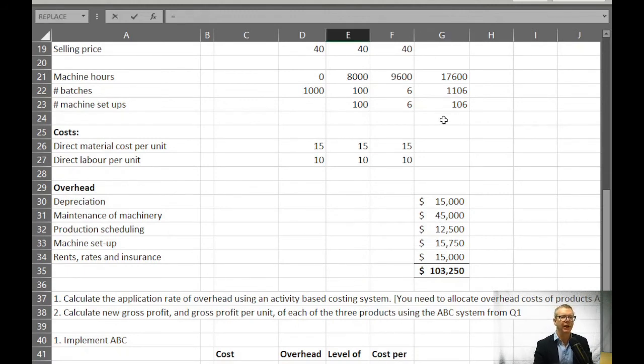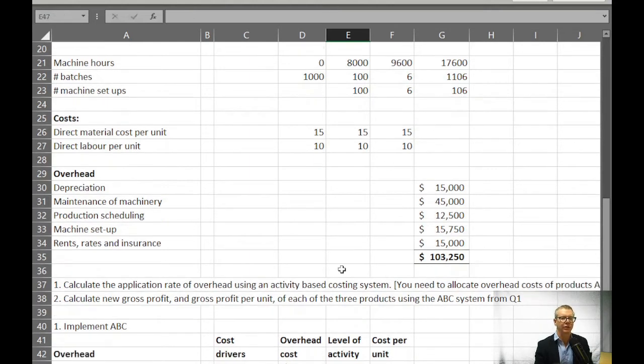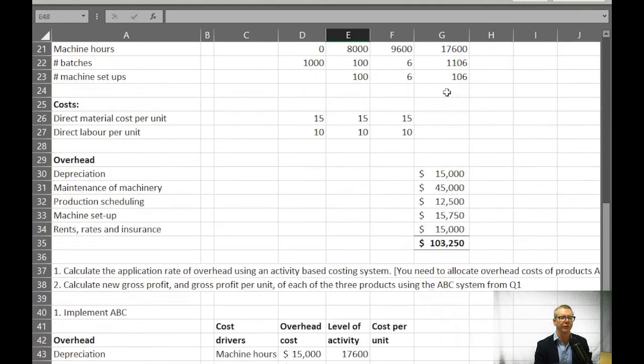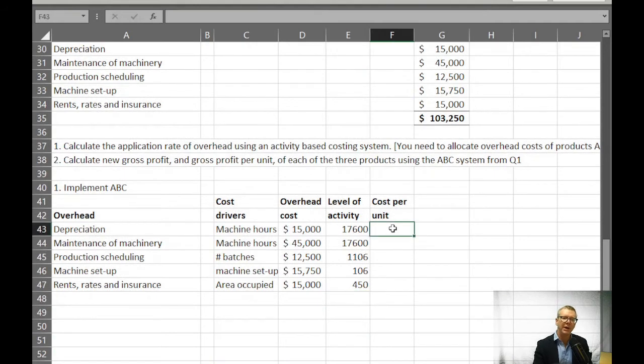So machine hours was the 17,600. The number of batches was the 1106. The number of machine setups was 106. The rents, rates and insurance was the total area. That was the 450. So I'm now in a position where I can determine what the cost per unit of activity is. So 15,000 divided by the level of activity. So it's 85 cents per machine hour.